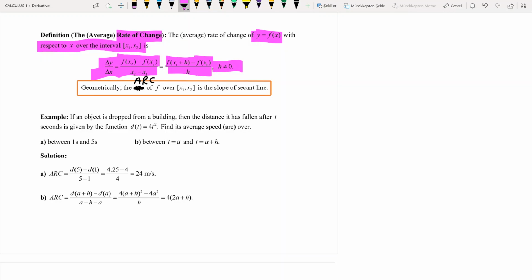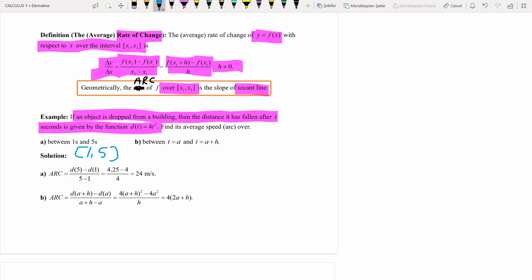Geometrically, the average rate of change, or shortly rate of change, of f over the closed interval x1, x2 is the slope of the secant line. We have a simple example. Suppose that an object is dropped from a building, then the distance it has fallen after t seconds is given by 4t squared. Find its average speed, or average rate of change, over the closed interval 1, 5, and the second one, the closed interval a, a plus h.